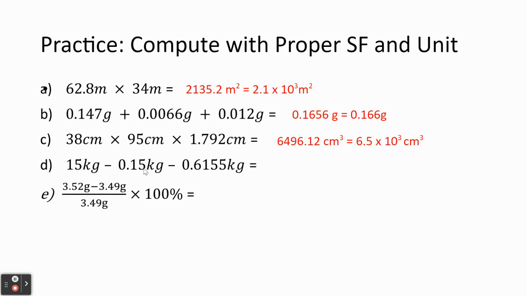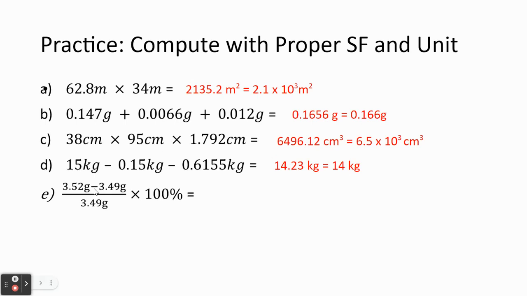D, that's a subtracting problem. So we want to focus on the number of decimal places. The calculator says our answer is 14.23 kilograms, but there are no decimal places here. So we're going to want to round to no decimal places here.